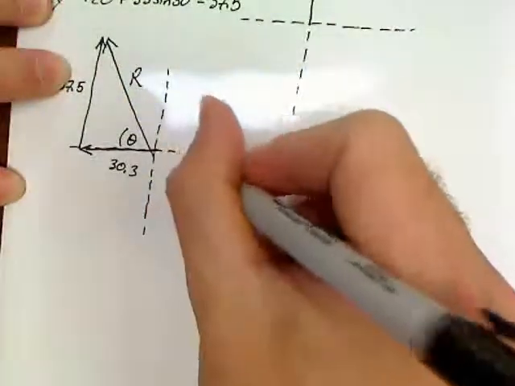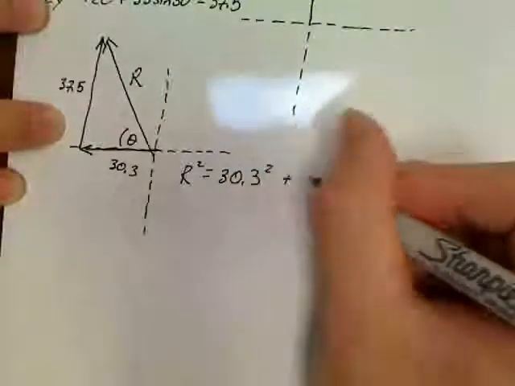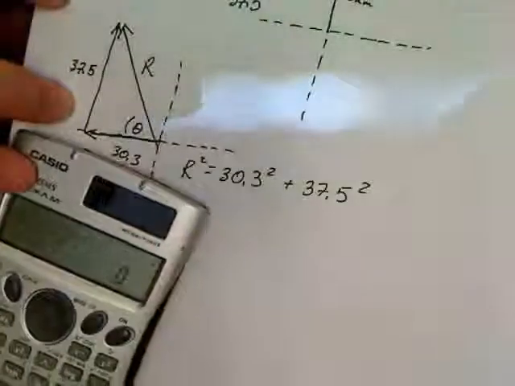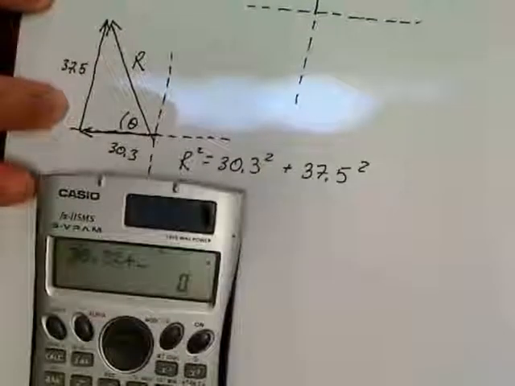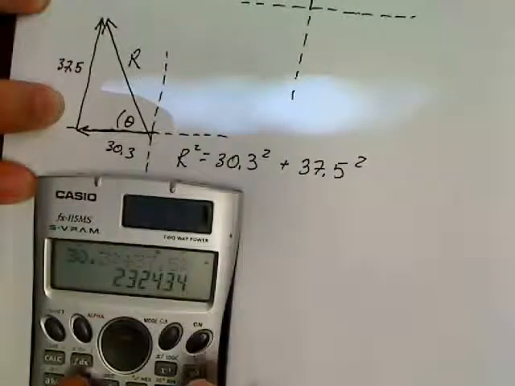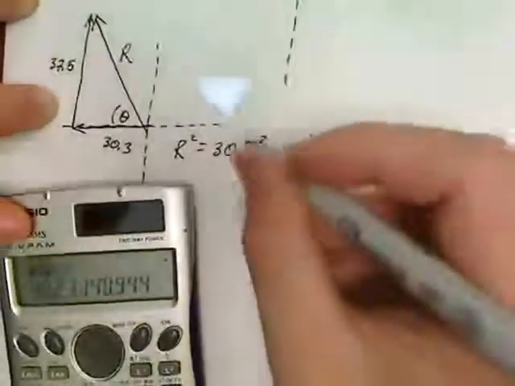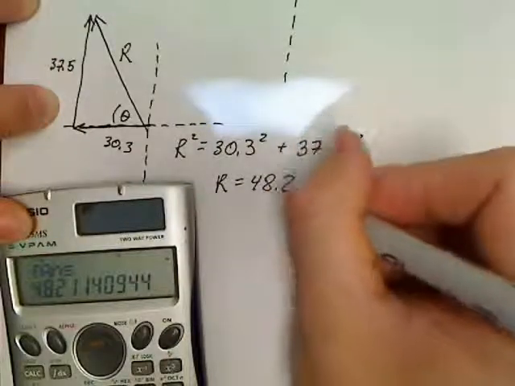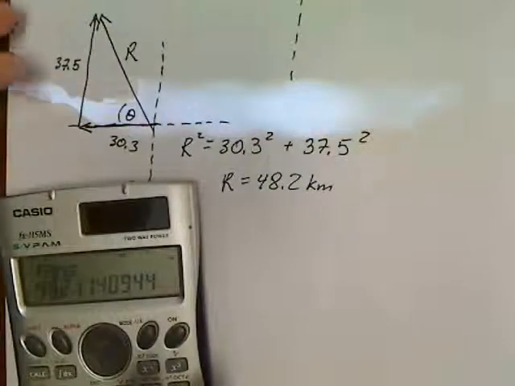The resultant would be the square root of 30.3 squared plus 37.5 squared. So 30.3 squared plus 37.5 squared. Let's take the square root of that answer. So we've got an R value of 48.2. And this was all in kilometers, so 48.2 kilometers.